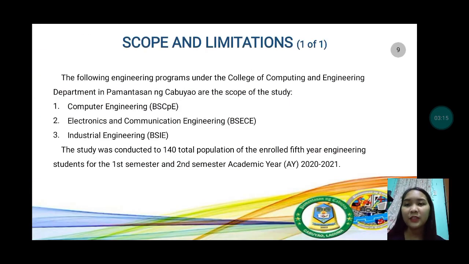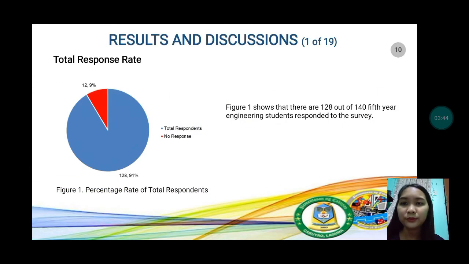For the scope and limitations, the following engineering programs under the College of Computer and Engineering Department in Pamantasan ng Cabuyao are the scope of the study. First is Computer Engineering, next, Electronics and Communications Engineering, last is Industrial Engineering. The study was conducted on the total population of 140 enrolled fifth-year engineering students for the first semester and second semester, academic year 2020 to 2021.